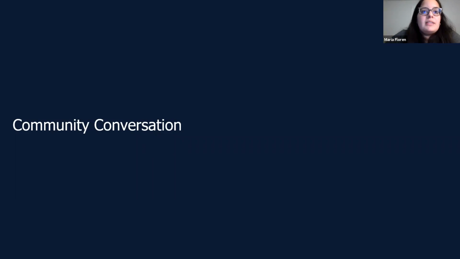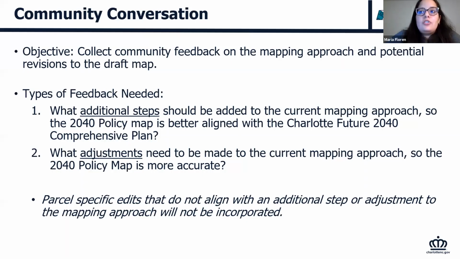So now that we've walked through the policy map recommendations for this area, we'd like to get your feedback on our draft mapping approach. The objective of this conversation is to collect feedback on both the current steps in the mapping approach, as well as potential revisions to the approach. There are two types of feedback that we can use to revise the mapping approach. We can identify additional steps to add, which would help better align the final map with the final Charlotte Future 2040 policy map. And we can discuss potential adjustments to the current mapping steps that would help improve the accuracy of the map.